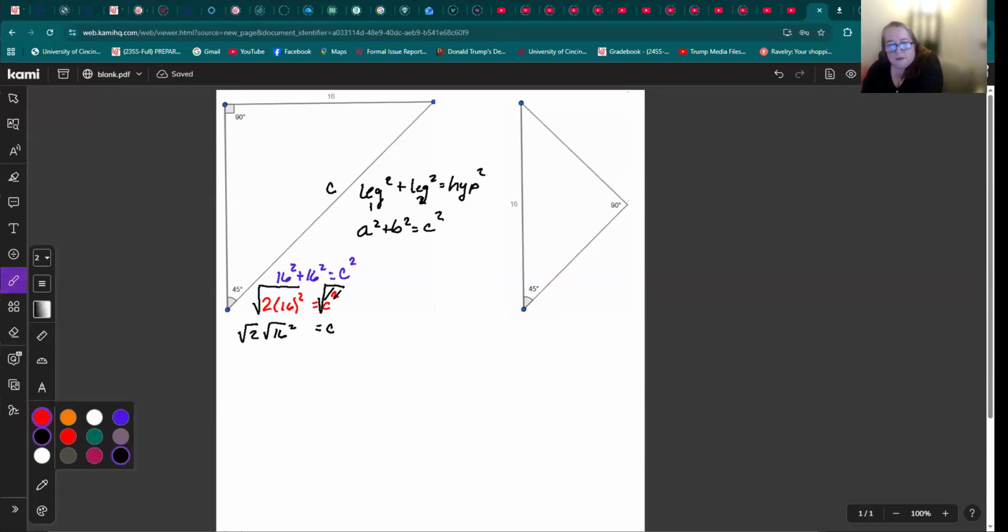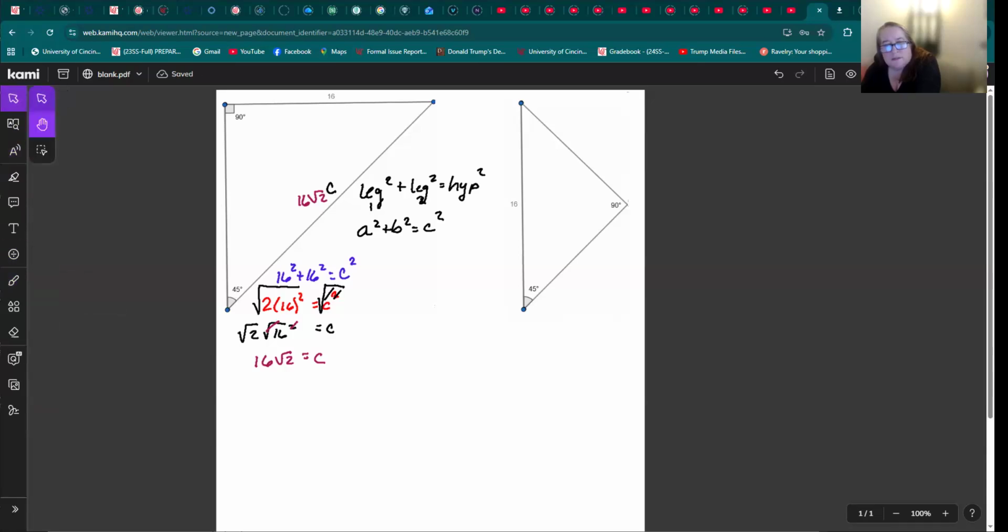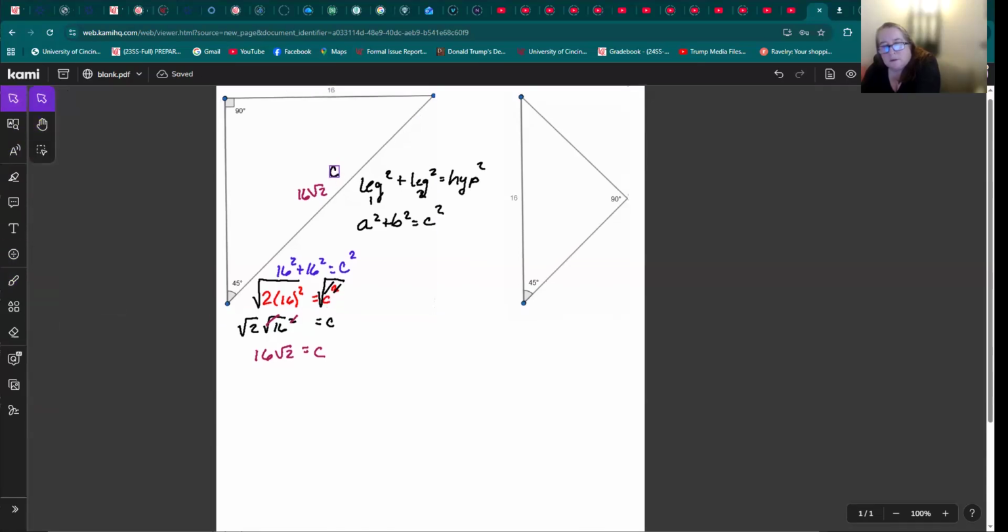And then I also know that I can simplify things because squared inside with a squared outside becomes just the number underneath it. So then I have 16 square root of 2 equals C. Cool. So this side is going to be 16 square root of 2. I'm going to move my C a little bit.